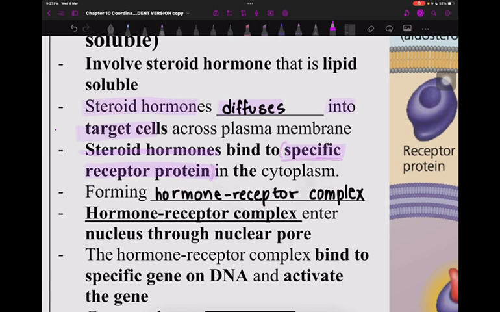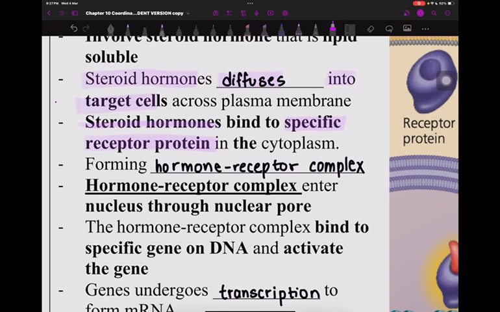Ini ni kita wajib mention because steroid hormone ni, as we know, dia ada macam-macam jenis. Dia boleh jadi testosterone, dia boleh jadi estrogen and many more. So that we need to mention the specific. Okay? And the next point is it will form hormone receptor complex.